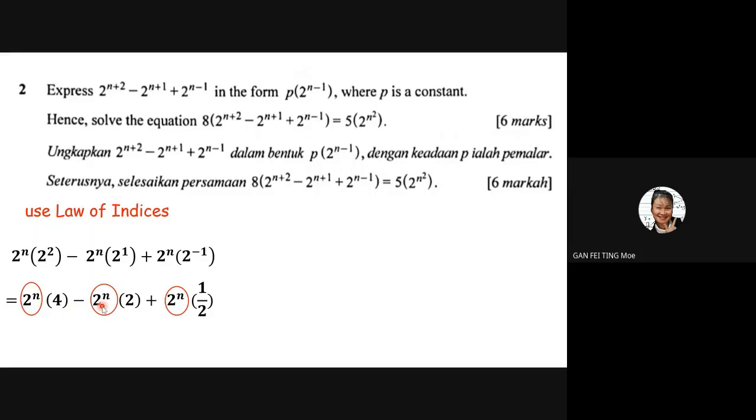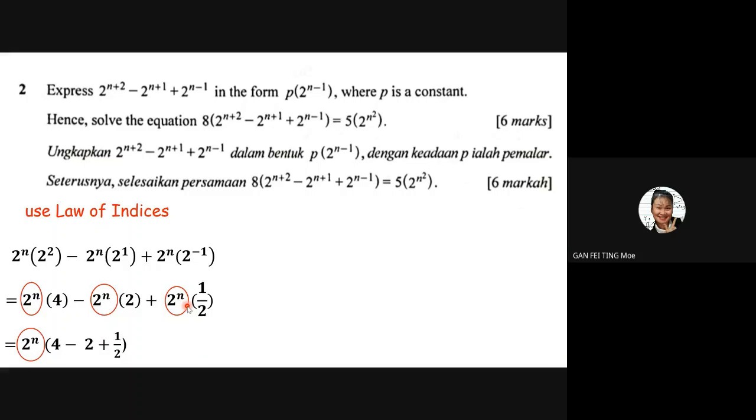This is the common, we will say common term because it is a sebutan. 2 to the power of n, 2 to the power of n, 2 to the power of n. So this one we can factorize it. Once we factorize it, it will become our common factor. So I'm going to factorize it here.